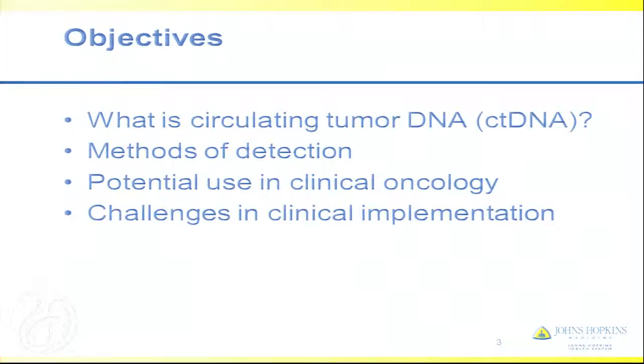I'm going to structure my brief presentation into 4 sections. First of all, I'm trying to illustrate what circulating tumor DNA is, and then how it can be detected at the present time in plasma of patients. I will focus on the potential use in clinical oncology, and last but not least on the clinical challenges in bringing this into a clinical setting.